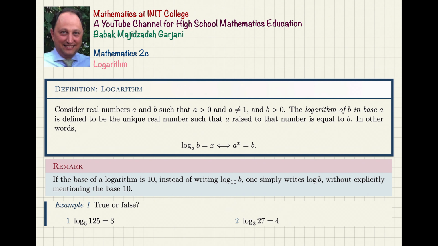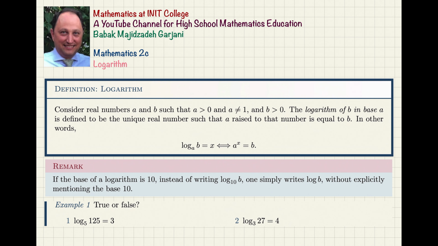So consider real numbers a and b such that a is greater than 0, a is not equal to 1, and b is greater than 0. I motivated these conditions in the previous lecture, if you remember. The logarithm of b in base a is defined to be the unique real number such that when you raise a to that power, it becomes equal to b.